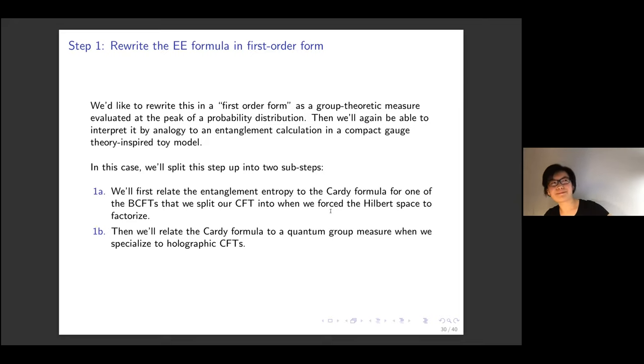Yeah. Or the actual calculation you're doing can be thought of as some Schwinger-type partition function or some bulk first order partition function. It's sort of the same formula by definition, but then I just point out that one way of massaging the terms makes the area term look like this group theory measure. Thank you.